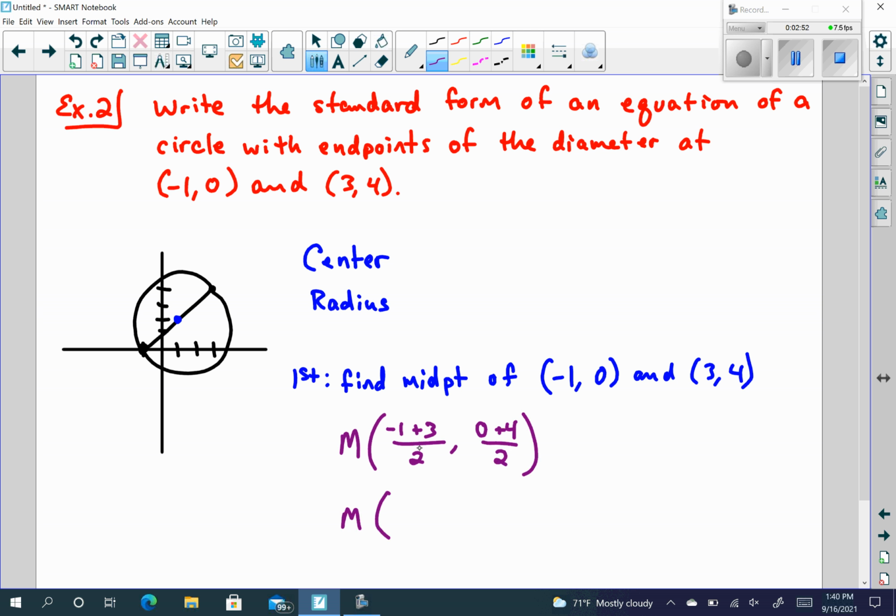So this will give us a midpoint. -1 plus 3 is 2 over 2. Then we'll get 4 over 2. So we get a midpoint of 1, 2. And that's our center. So we'd say the center is at 1, 2. Now we need the radius. So it wasn't too bad here. This is at the point 1, 2.